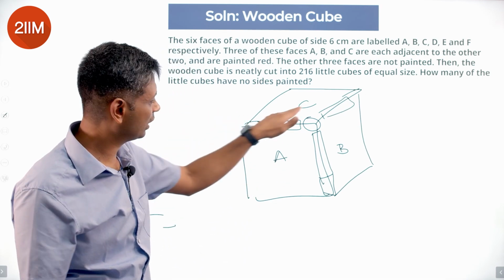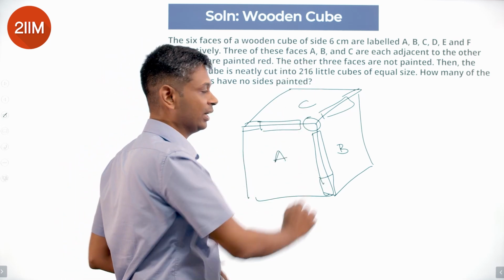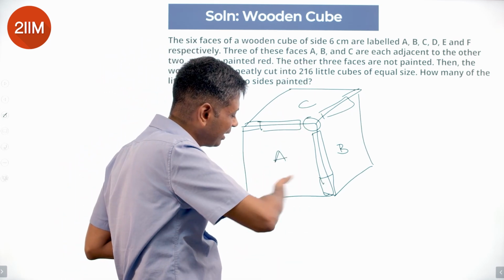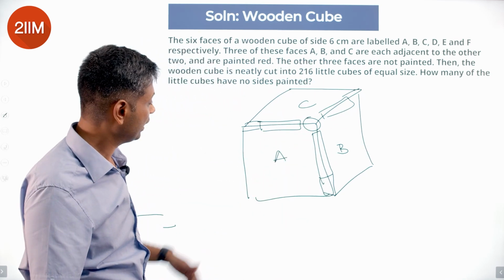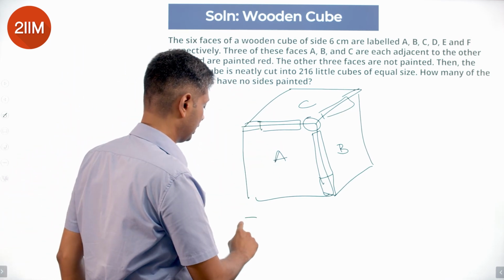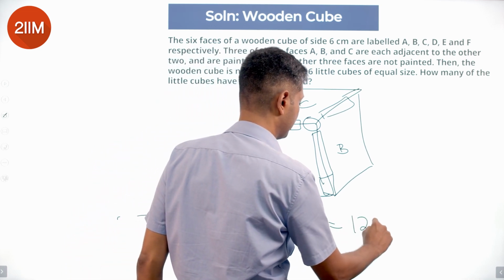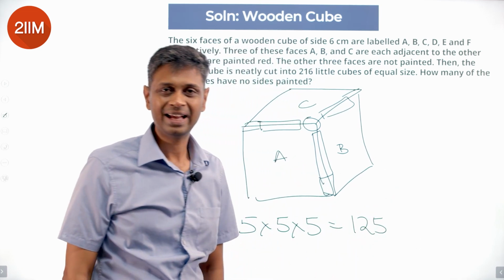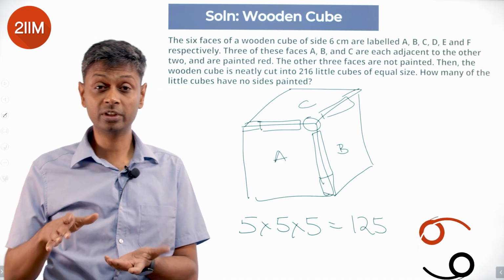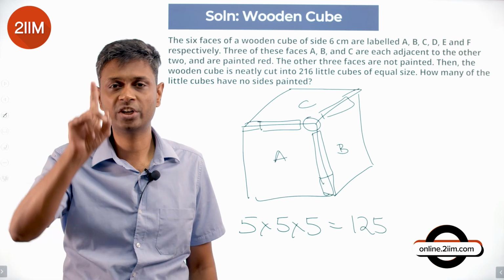If I cut off the top one layer, my height will shrink to 5. If I cut off the side one layer, my length will shrink to 5. If I cut off the front one layer, my width will shrink to 5. What will be remaining? I'll have a wonderful 5 cross 5 cross 5. 125 cubes which have no side paint. 6 by 6 by 6, I cut off one layer. I'll have 125 cubes that have no sides paint.